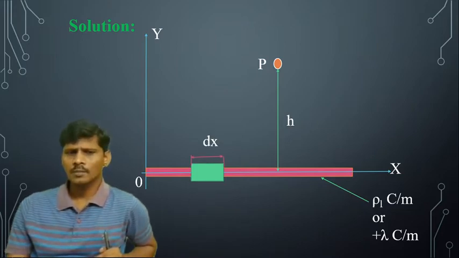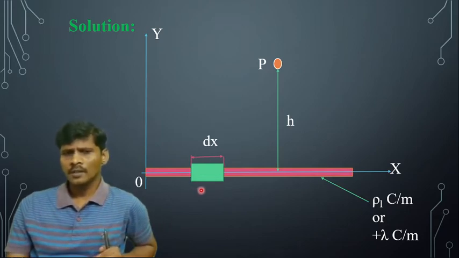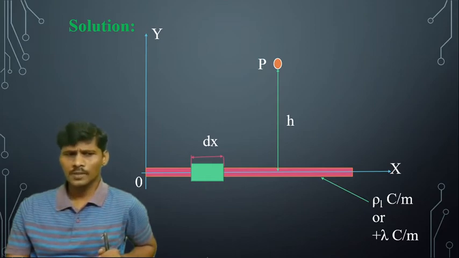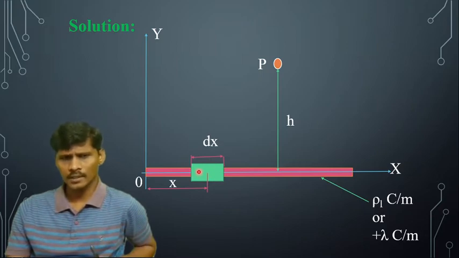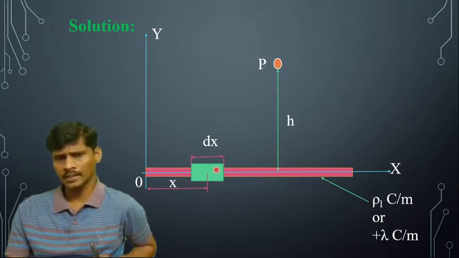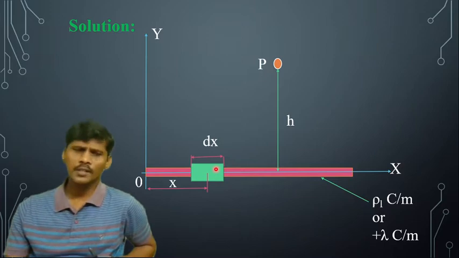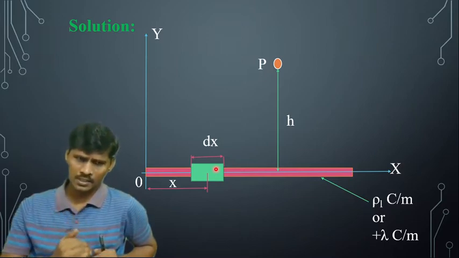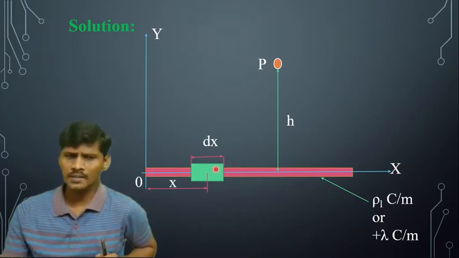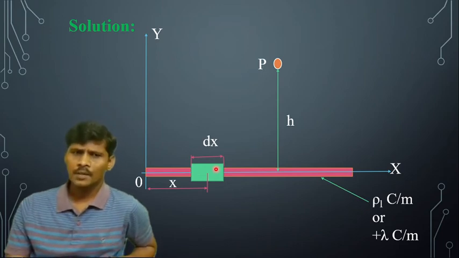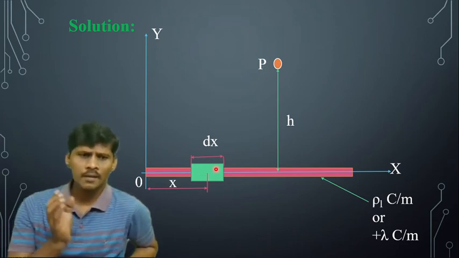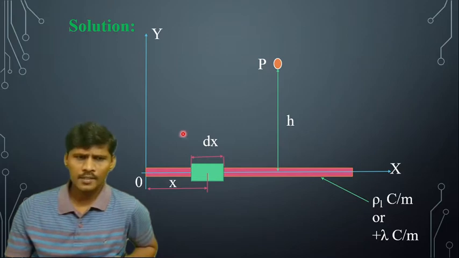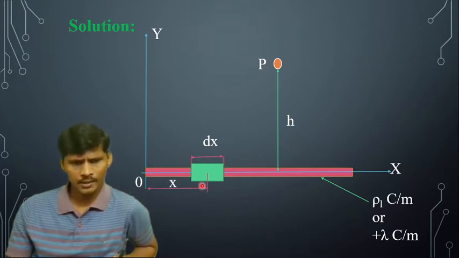Consider a small elementary length dl on the finite line charge, placed at a distance x meters from the origin. This is the small elementary length dl. Since the elementary length is placed on the x-axis, dl is equal to dx. That elementary length dl or dx is placed at a distance x from the origin.